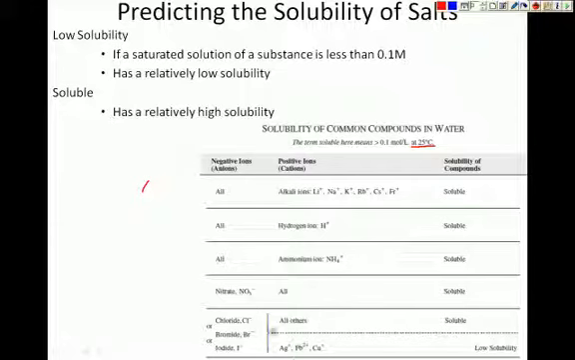Now, here's something here. We have chlorine, bromine, and iodine. With pretty much everything, these are going to have a high solubility. But if chlorine is paired up with silver or lead or copper 1, it is going to be low solubility, or have a saturated solution that is less than 0.1 molar. So that's the definition of low solubility and high solubility, or soluble.